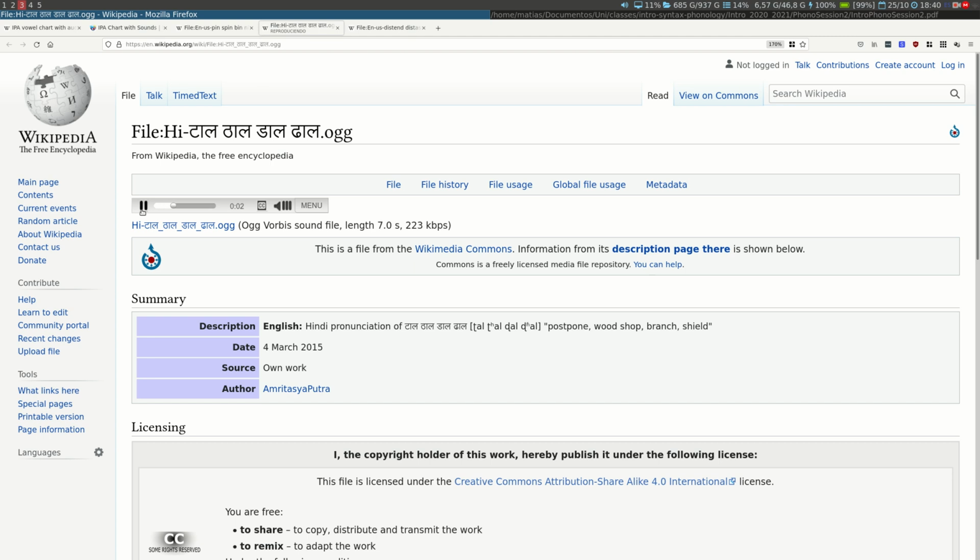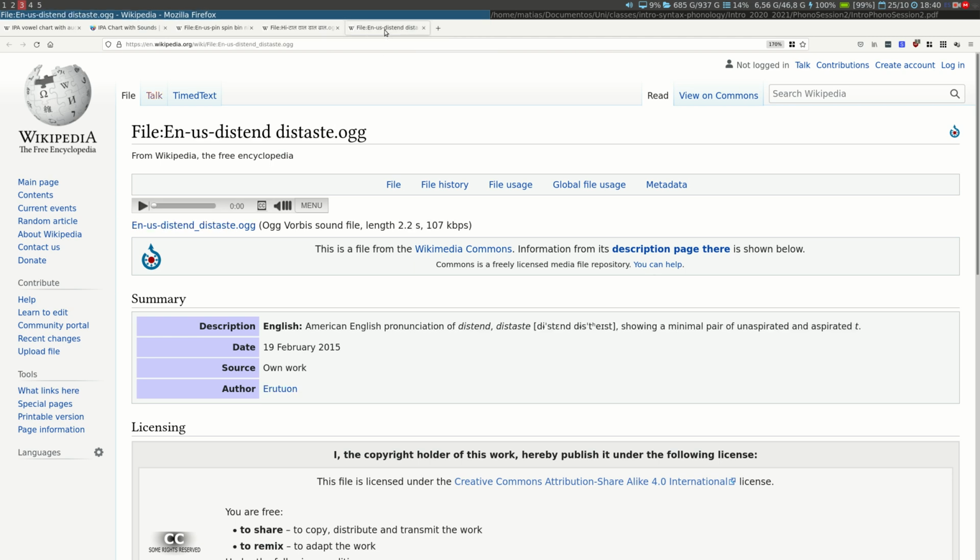Dal, thal, dal, dhal. The first word is unaspirated, the second one is aspirated. So we hear again: dal, thal, dal, dhal. You can hear very clearly that there's some additional puff of air after the consonant.